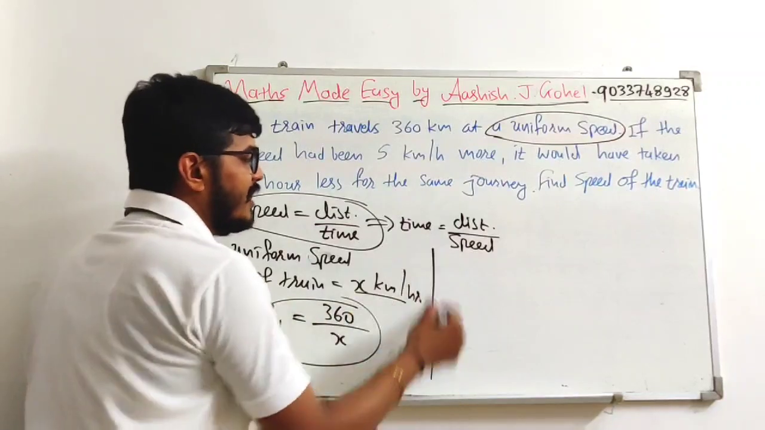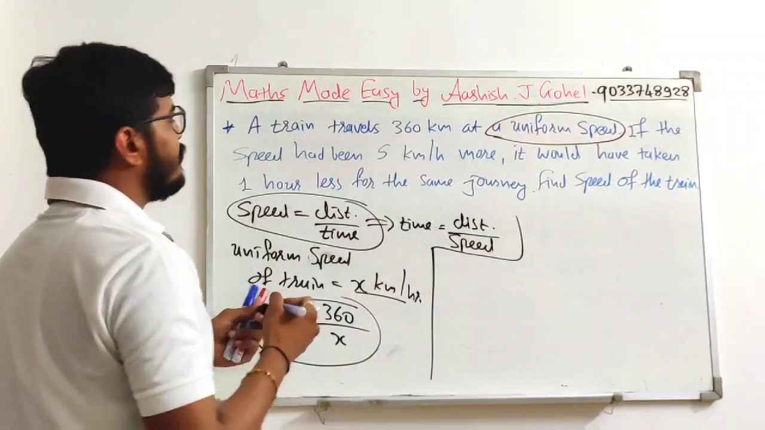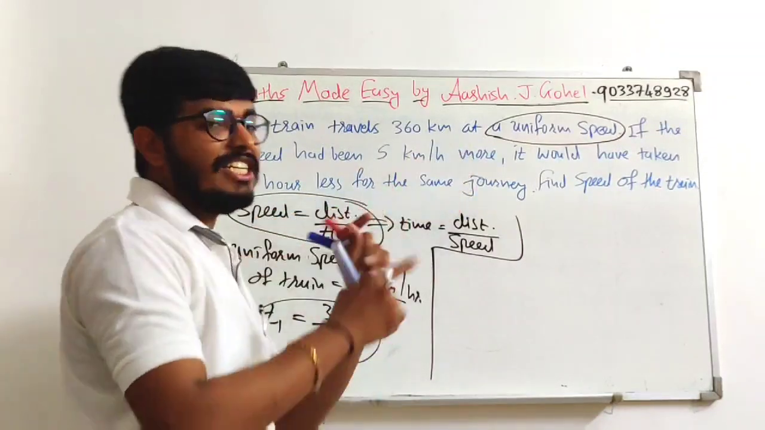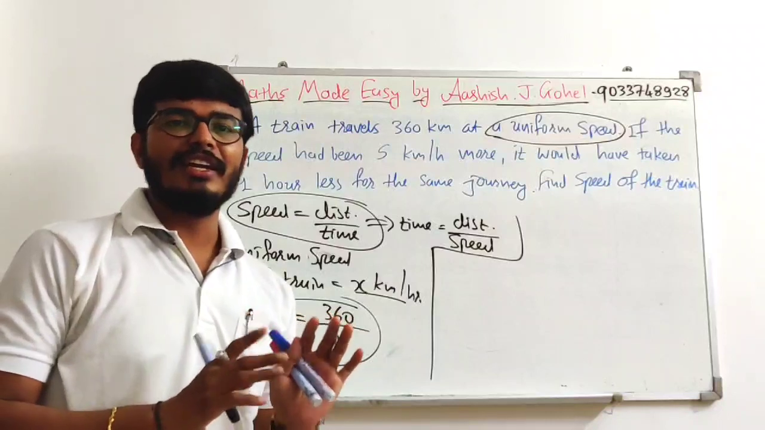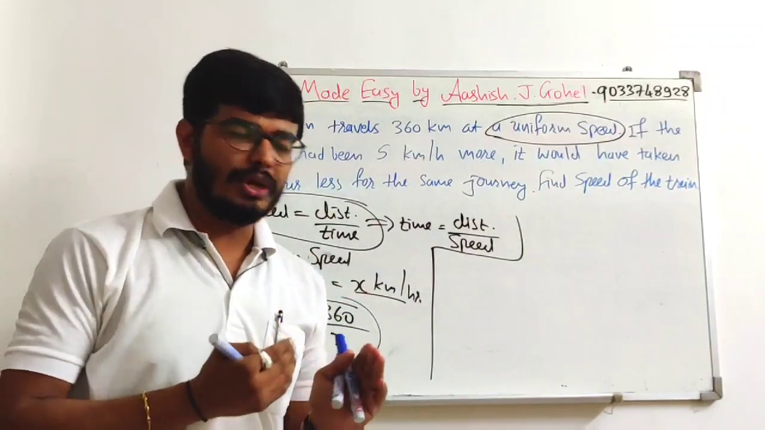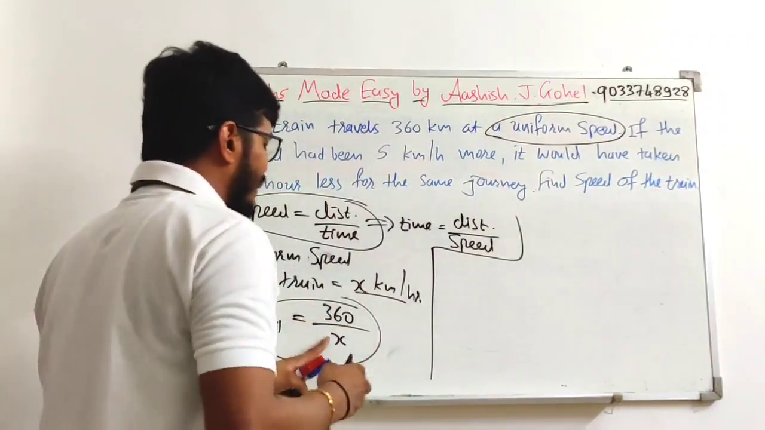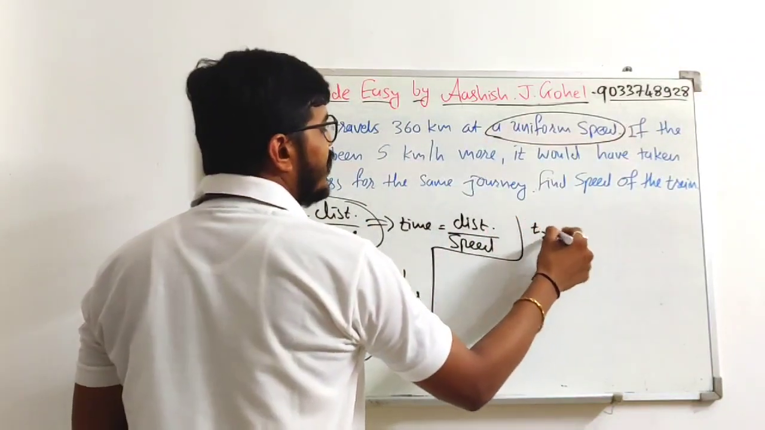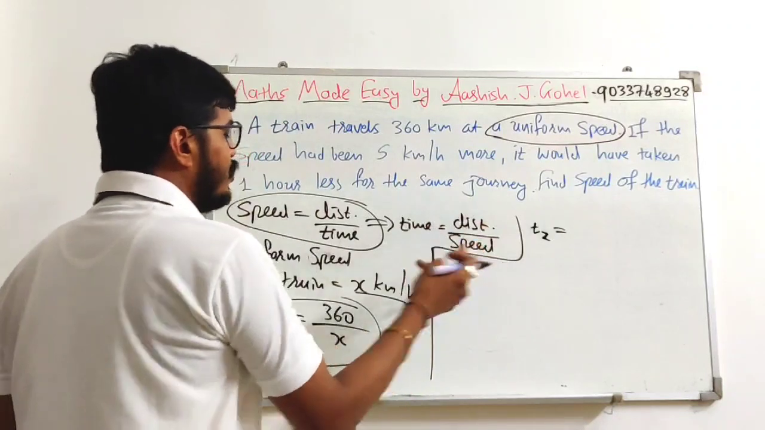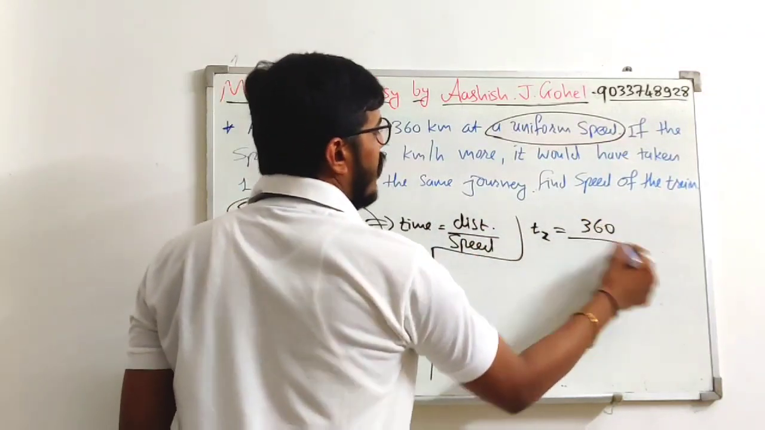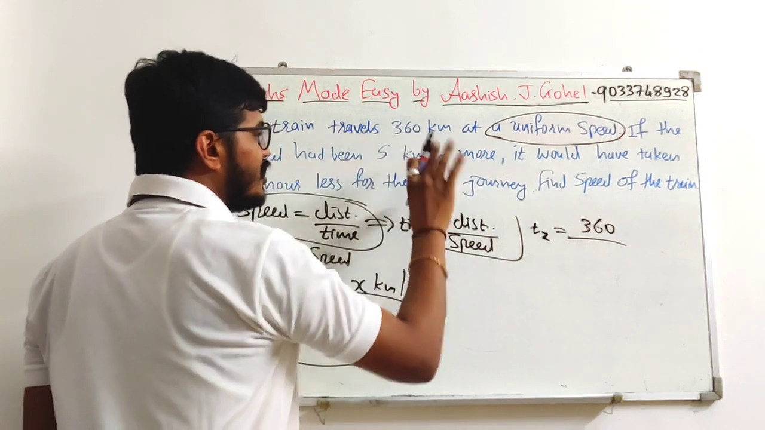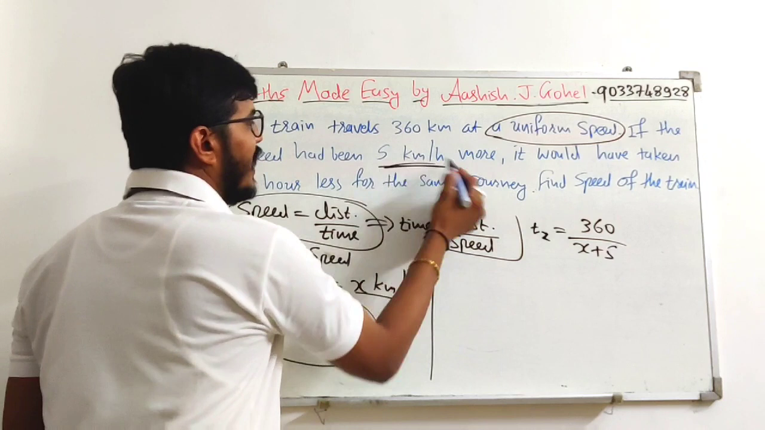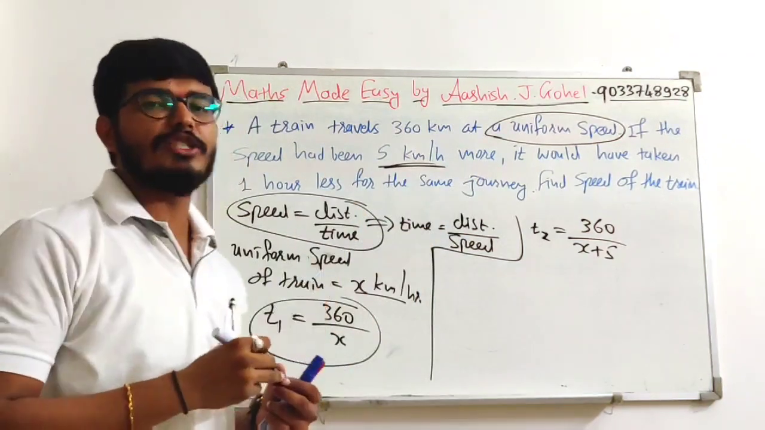Now we will take another case. Case number 2 is if the speed had been 5 km per hour more. If I increase the speed, then it is obvious that the time will decrease. So here I am increasing the speed by 5 km per hour. The new time will be t2. At t2 the distance will remain constant, 360 only, but the speed will change to x plus 5, because we are adding 5 km per hour to our regular speed.